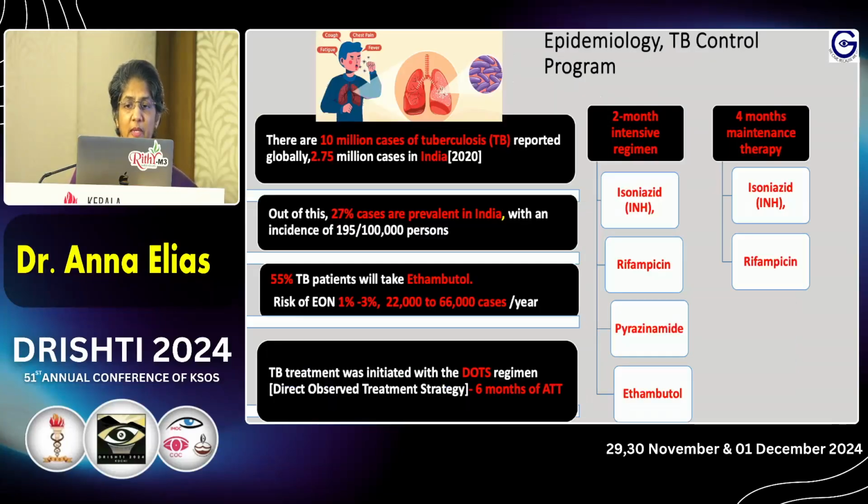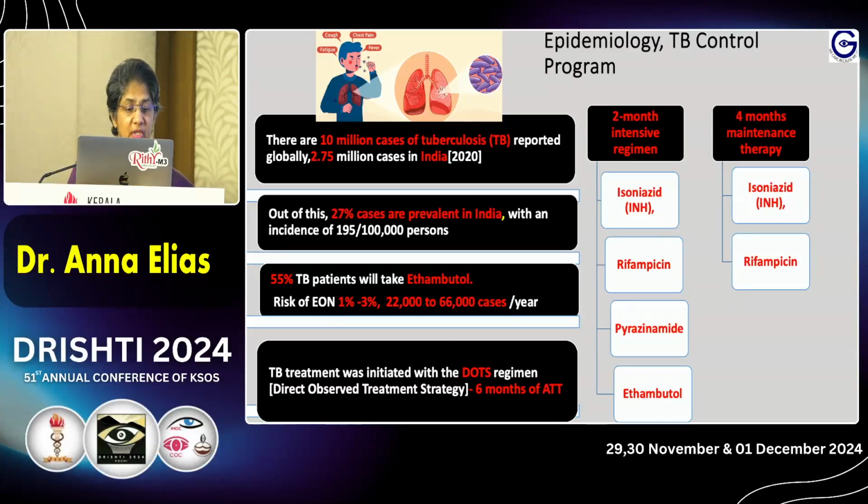So a little bit about epidemiology. There are 10 million cases of tuberculosis worldwide, of which a large percentage, that is 27%, are prevalent in India. And 55% patients will be on ethambutol. If you take a risk of 1 to 3%, that accounts for about 22 to 66,000 cases per year.